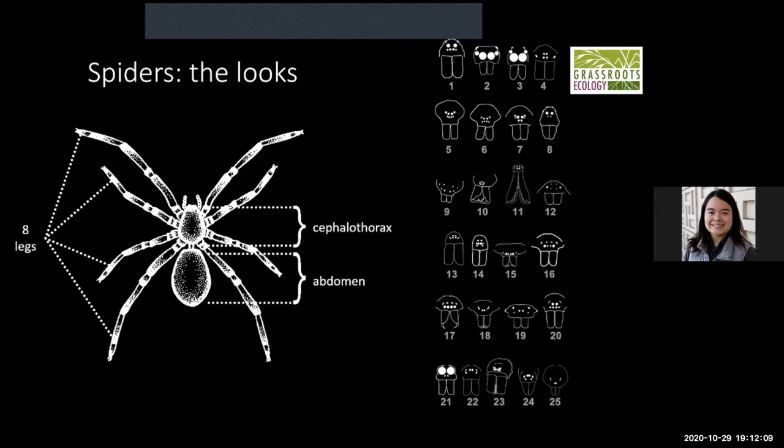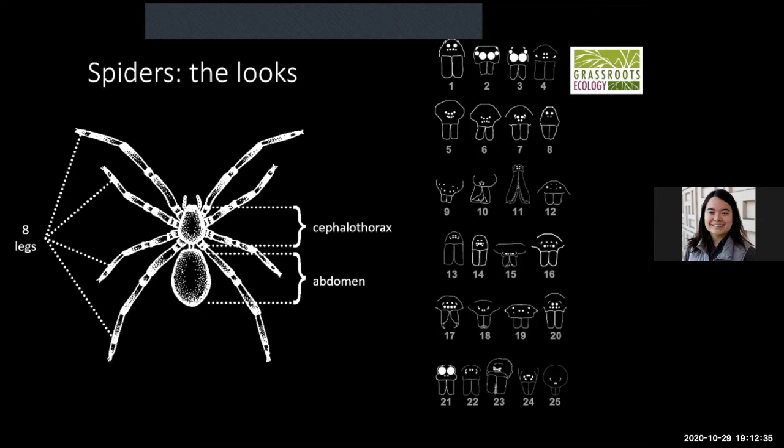Where was I? 8 legs. Yes. They can detect lots of sensory input from their environment. Their legs also have claws used for grip, and also combs on them to kind of draw out the silk that it makes to make its web.